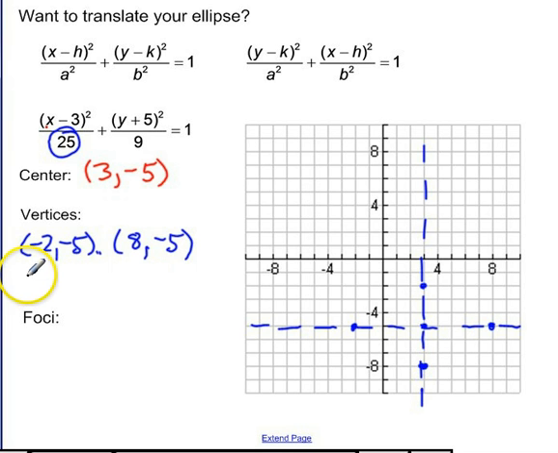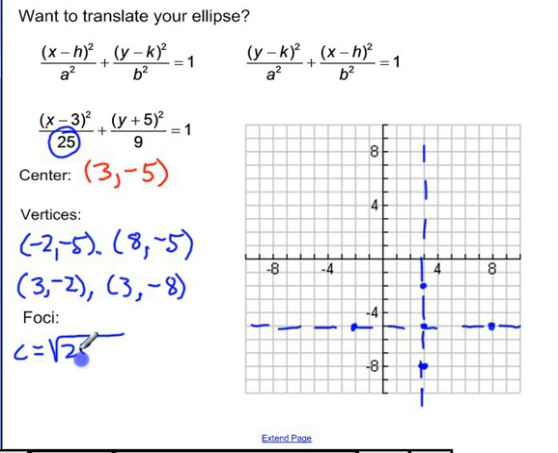And so on the minor axis, my vertices are going to be at (3, negative 2) and (3, negative 8). Okay, foci. Well, c is equal to the square root of 25 minus 9. Nope, I was right the first time, wasn't I? 25 minus 9.